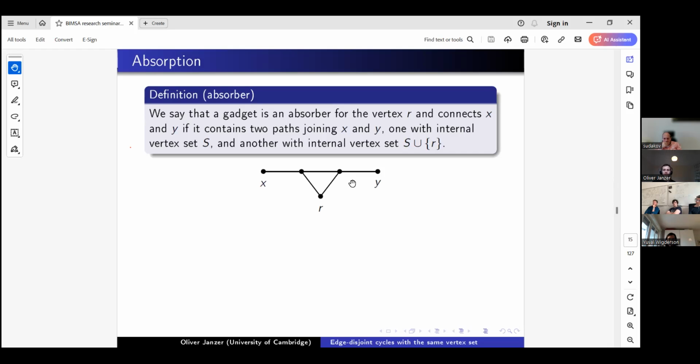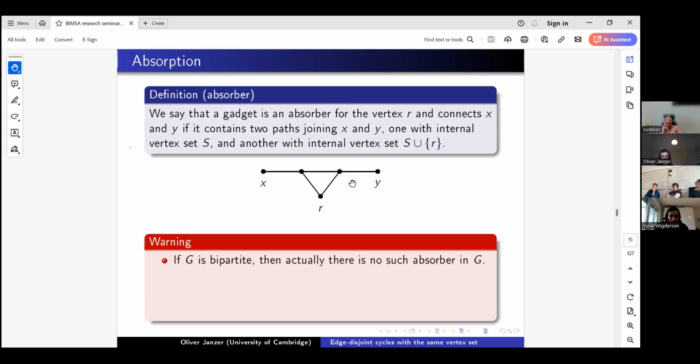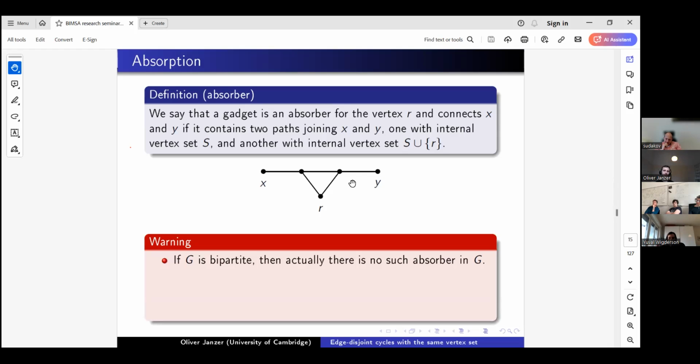Now, there is an issue here, actually, which is that these gadgets will not exist. As I defined this absorber, they don't even exist in bipartite graphs. Because if you have a bipartite graph, then between any pair of vertices X and Y, you have either only even length paths or only odd length paths. So you can't have both parities, so you can't actually absorb any single vertex. And your graph can absolutely be bipartite. You start with a very sparse graph with n polylog edges, so it could easily be bipartite. So this is a problem, and in reality we will absorb vertices in pairs.